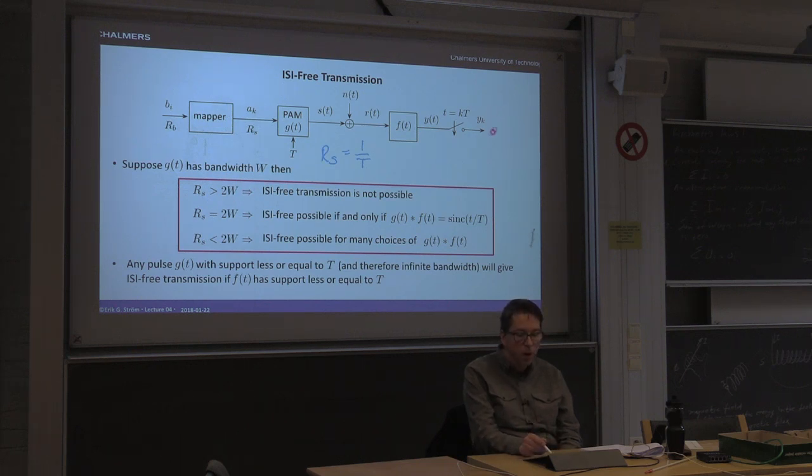Okay, so if the symbol rate R_S is too large in comparison with the bandwidth, we have to accept that Y of k here will contain inter-symbol interference. Too bad. This is not what we want typically. However, if we reduce the symbol rate to be exactly equal to twice the bandwidth, then it's actually possible to have inter-symbol interference-free transmission, but only with a very particular choice of G and F. Okay? If and only if G convolved with F is a sinc function.